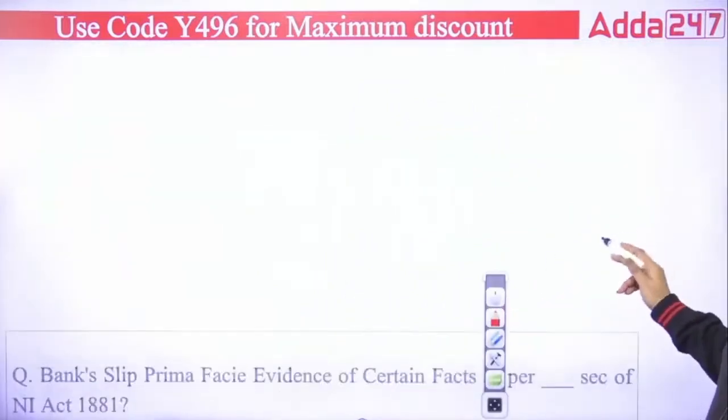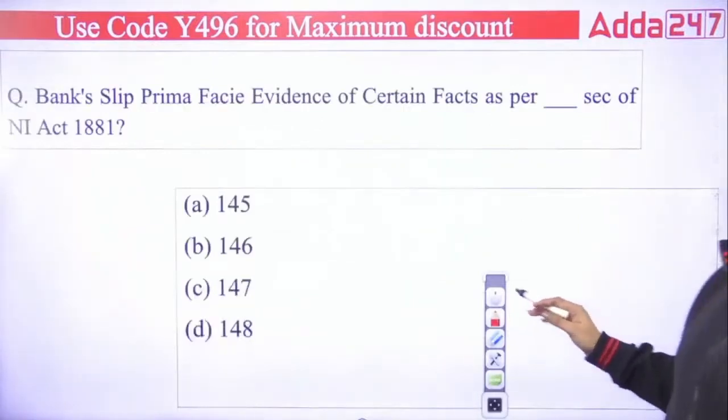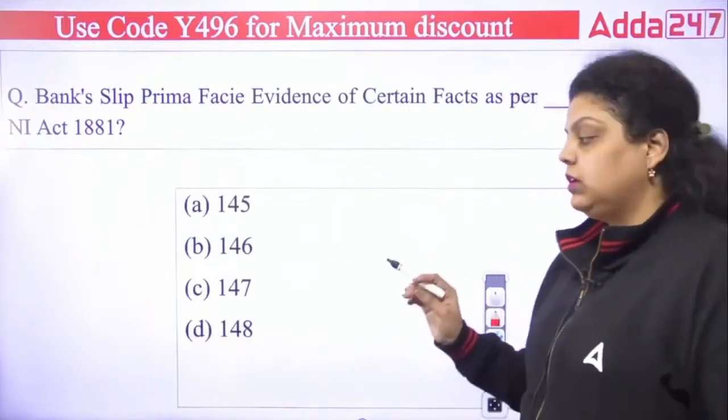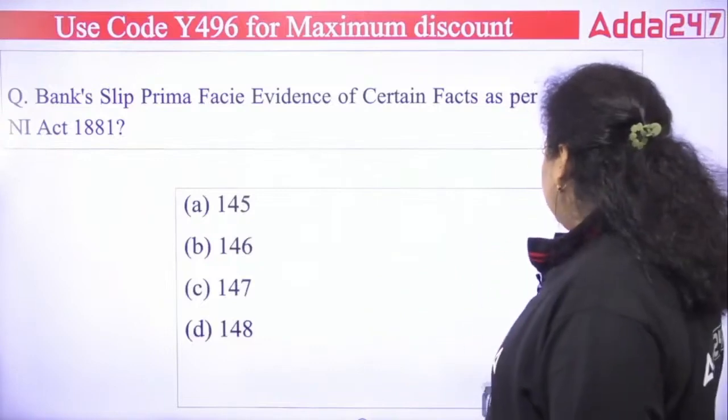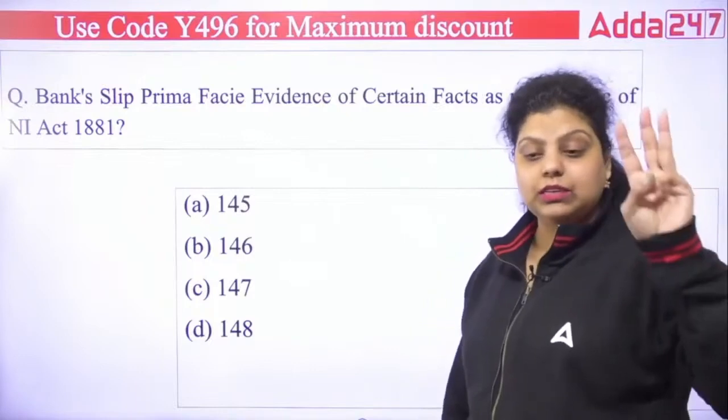B. Do remember, stale check is very important. Stale check is simply a check that has expired its validity. So when the validity of a check is expired, that is known as a stale check, and the validity of a check is 3 months now.